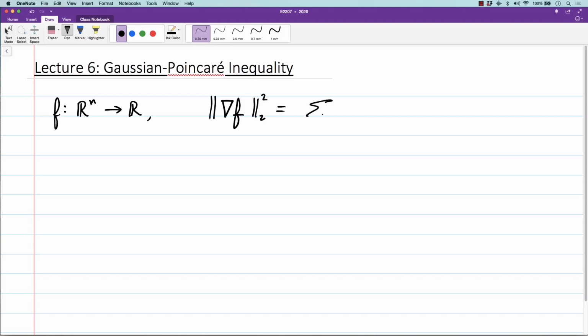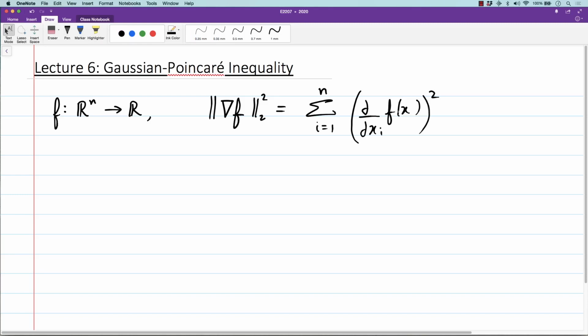Okay, so this is defined as, if you remember, summation i equal to 1 to n of the partial derivative along i of f(x), whole square. So this is the ith dimension of the gradient, and this norm is just the sum of all the Euclidean length square of the gradient. That's what this quantity is.